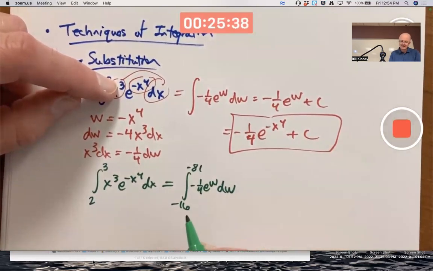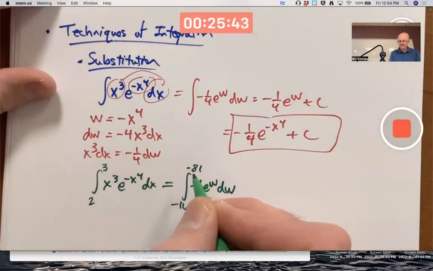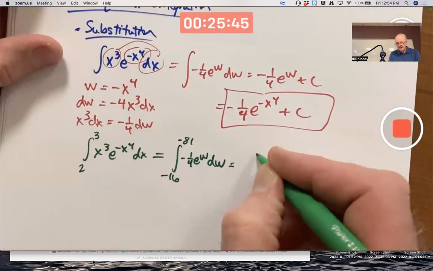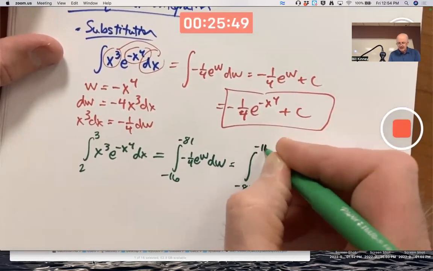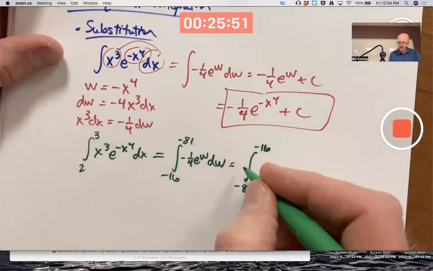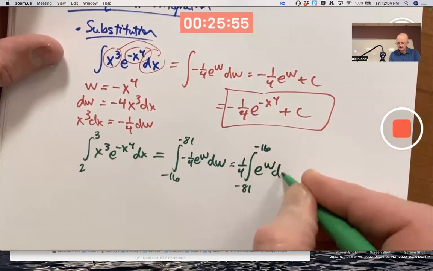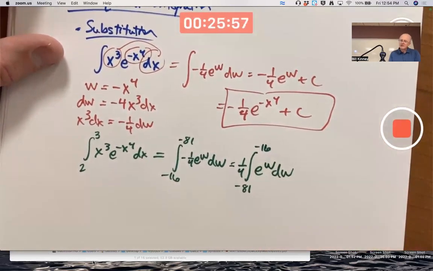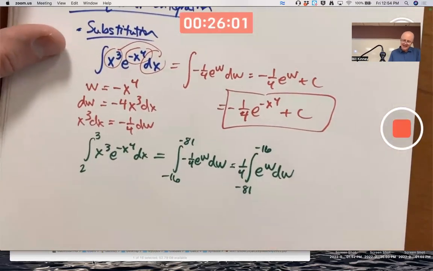Notice negative 16, the bottom limit of integration, is bigger than negative 81. So a more common way to write this would be to switch the limits of integration around and change the sign of the negative 1/4 to a positive 1/4, and I'll go ahead and bring it out in front as well. And when you do it this way, you never have to go back to x. Just do this integral as is now.